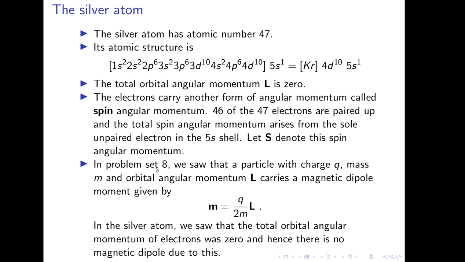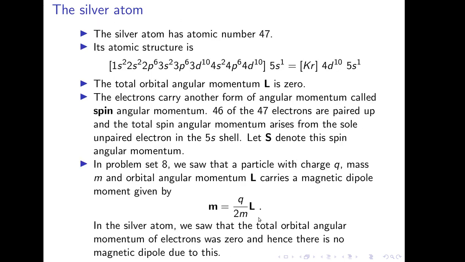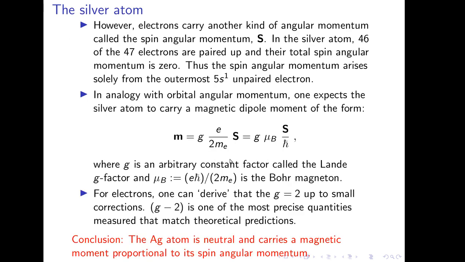So in problem set 8, we saw that a particle of charge q, mass m, and orbital angular momentum L carries a magnetic dipole moment, which is given by q upon 2m, where q is its charge and m its mass, times its angular momentum. In the silver atom, we saw that the total orbital angular momentum of the electrons was 0, so hence there is no magnetic dipole moment due to orbital angular momentum. However, as I explained, electrons carry another kind of angular momentum, and so just using a formula like this, and replacing L by S, we get a formula like this.